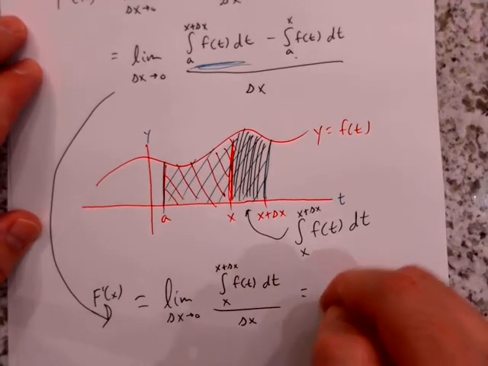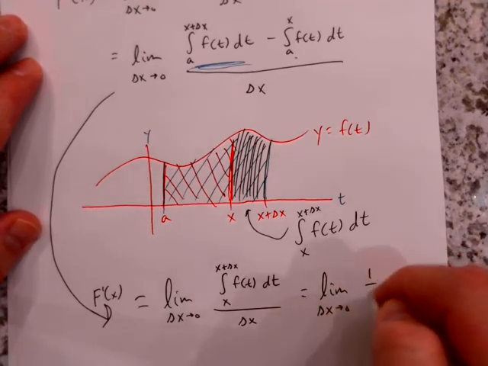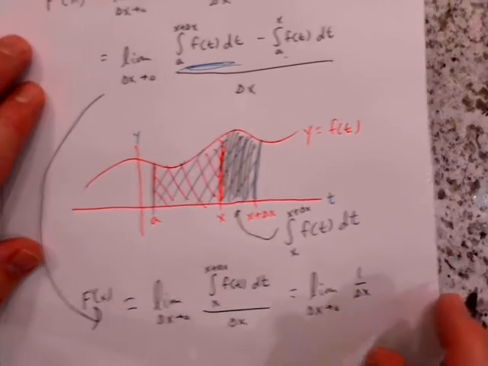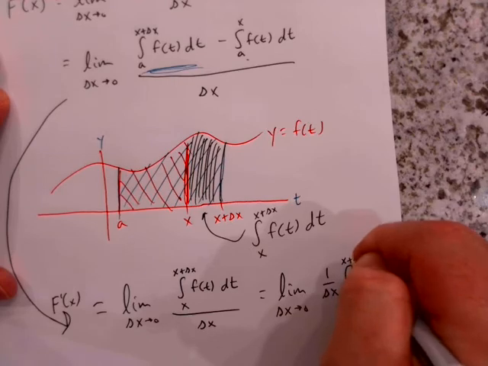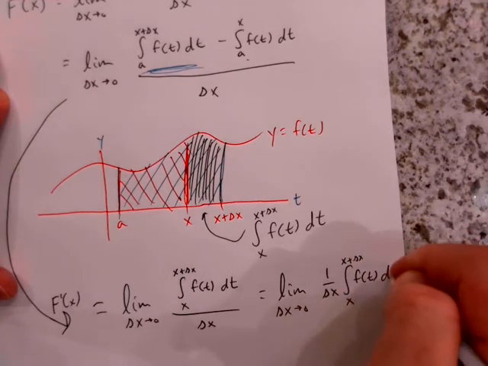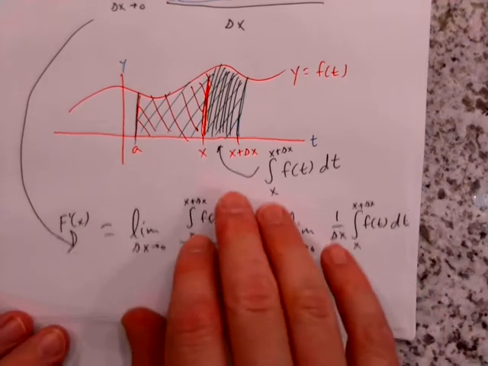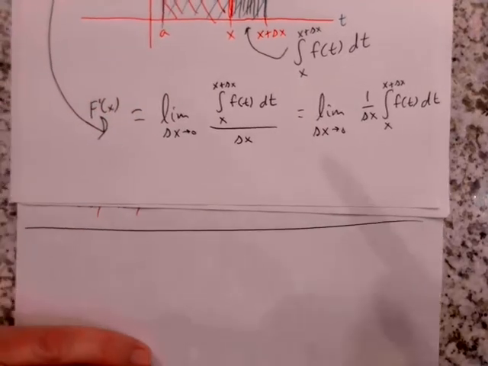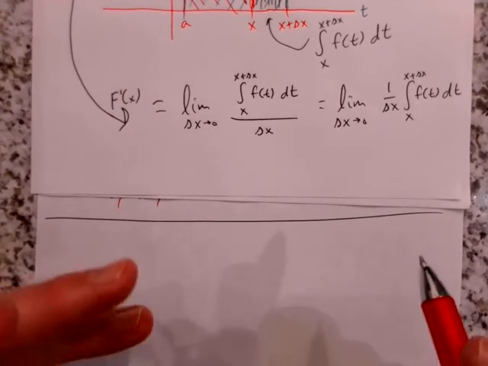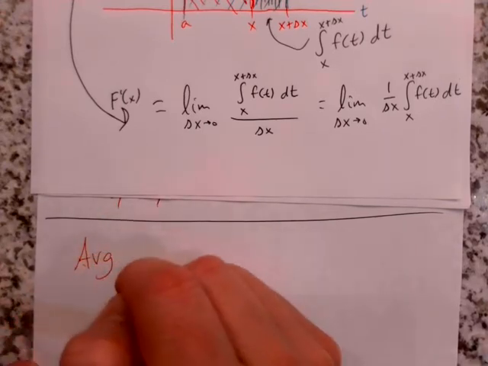And then we go one more step and we write that like this. Instead of dividing by delta x, multiply by the reciprocal. Okay, now from here we use the result of the average value of a function. We derived this at the end of our previous lecture. I'll just write down the result really fast.